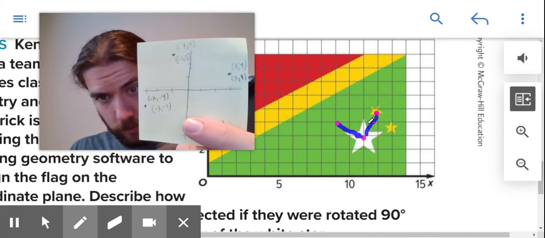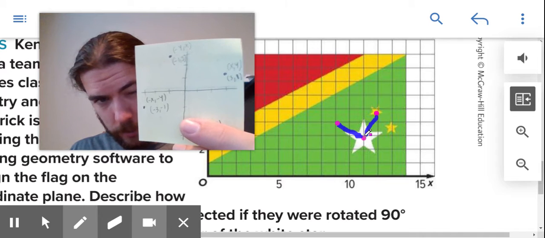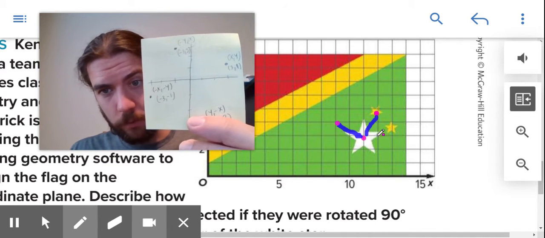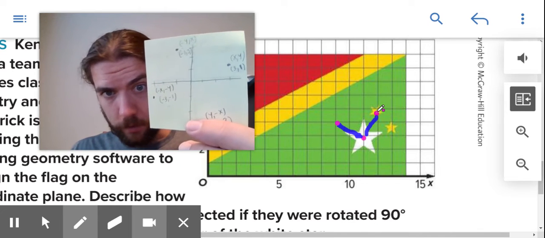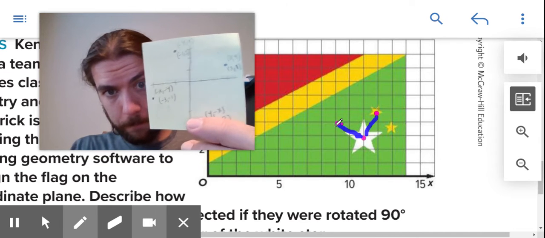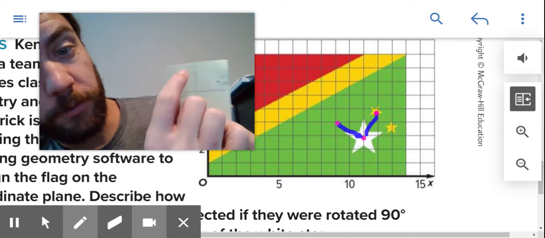Okay, so if we count this as the origin, I'm just shifting what I'm imagining to be the origin. If we're initially at x equals 1, y equals 2, then we're going to go to negative 2, positive 1. Okay, so they flip and one of them gets a negative sign.